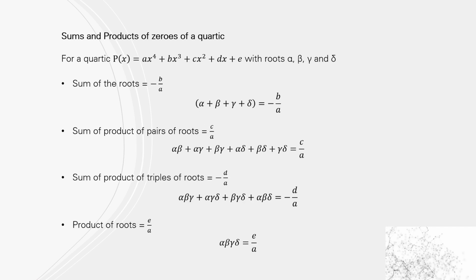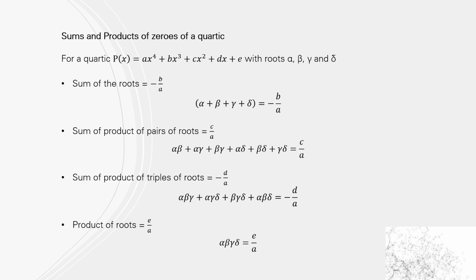If we were looking at a quartic, not that this is on your formula sheet, but we could be asked, the sum of the roots is minus b on a. So we've got alpha, beta, gamma, and delta as our roots. The sum of the products of pairs, so multiplying all the pairs together, alpha beta, alpha gamma, alpha delta, beta gamma, beta delta, gamma delta, all of those pairs is always going to get you c on a.